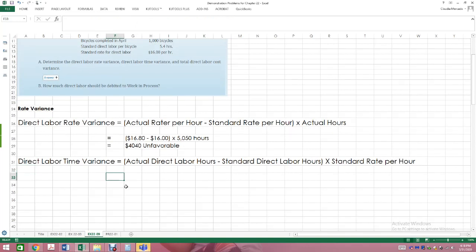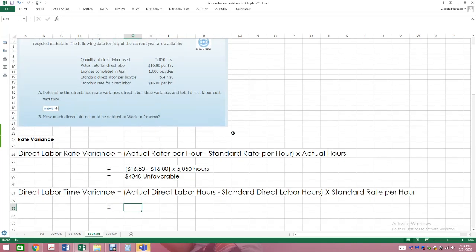So now we just fill in the formula. We have to go back and look at this information. Your actual direct labor hours, the quantity of direct labor hours used, is 5,050. That is given to you. You used 5,050 hours of labor. I'm going to subtract your standard direct labor hours. Now that is not given to you; that you need to calculate. Let me get out of the formula here so I can figure this out.